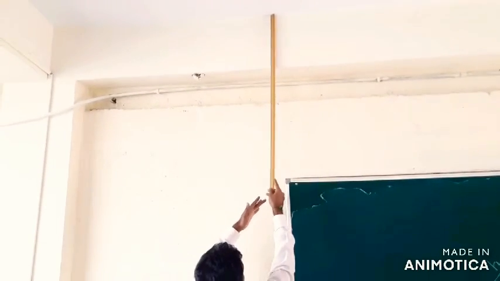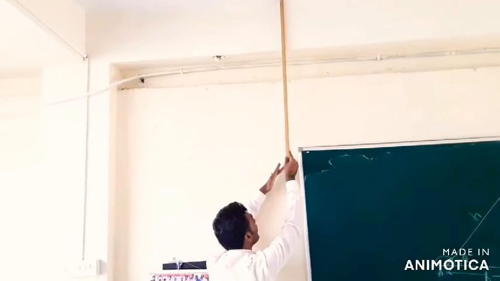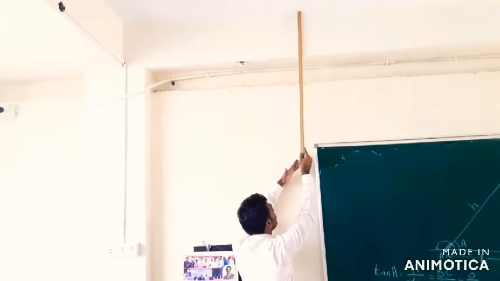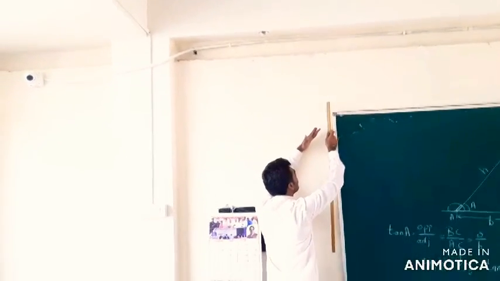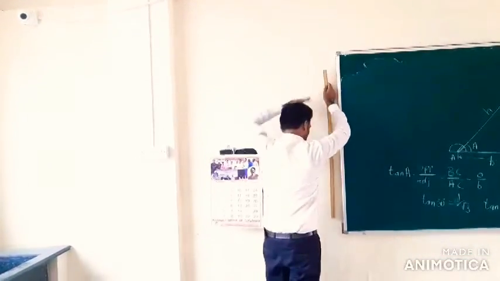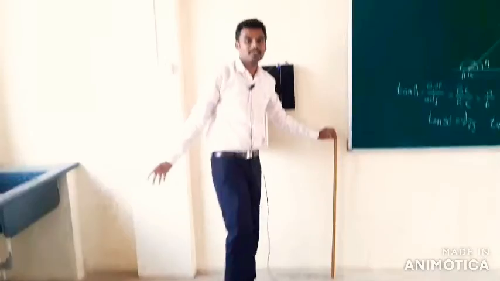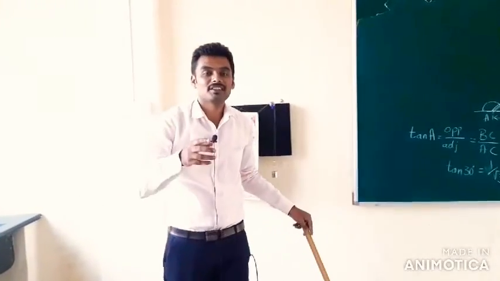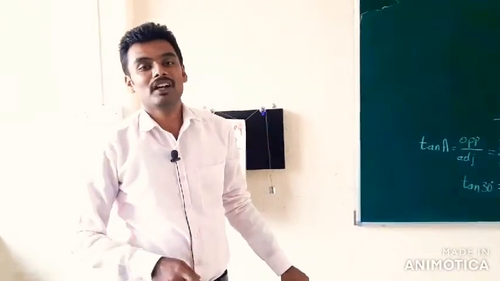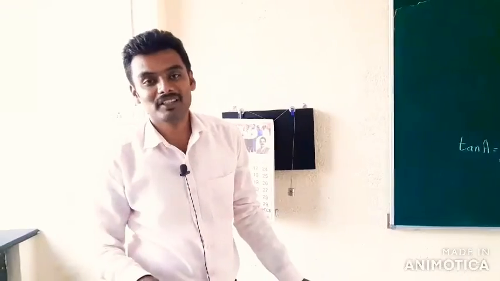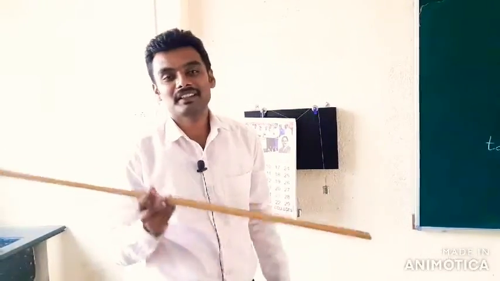So let me come down. 100 centimeter, or it is 1 meter, okay, and 2 meter, 3 meter. That's it. So the calculated value of the height of the wall, which is 3 meter, is practically right.